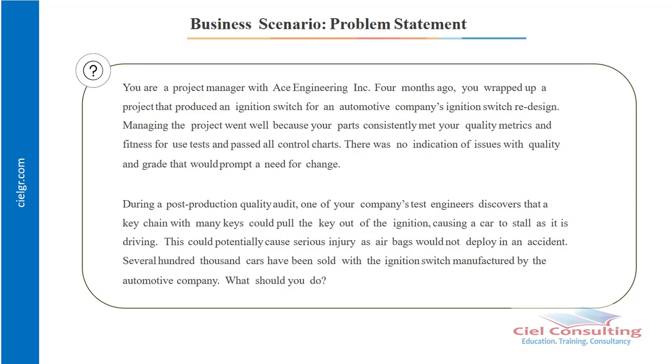During a post-production quality audit, one of your company's test engineers discovers that a key chain with many keys could pull the key out of the ignition, causing a car to stall as it is driving. This could potentially cause serious injury as airbags would not deploy in an accident. Several 100,000 cars have been sold with the ignition switch manufactured by the automotive company. What should you do? So in this case, we're asking what you would do based on this particular problem statement.